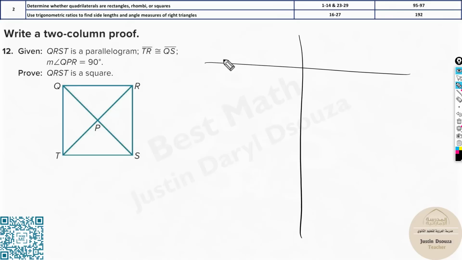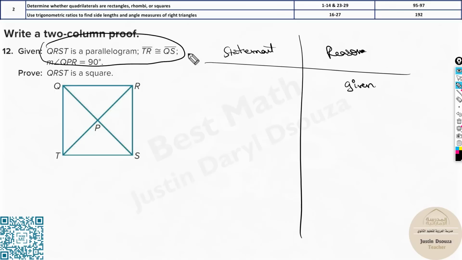In order to prove this is a square, we need to first try and prove it is a rhombus or rectangle, because it's a parallelogram. Okay, we'll just start now. Here we will make two columns, statement and reason. This is very important. First of all, you need to write the given, as it is. That's the first thing you need to do.